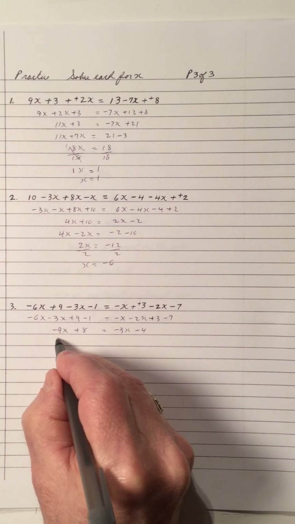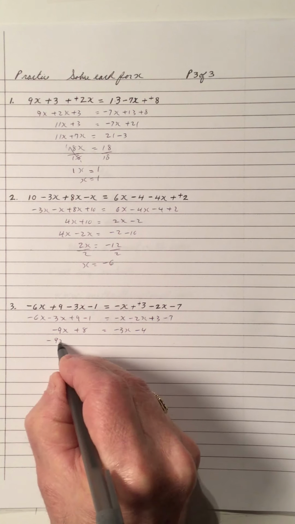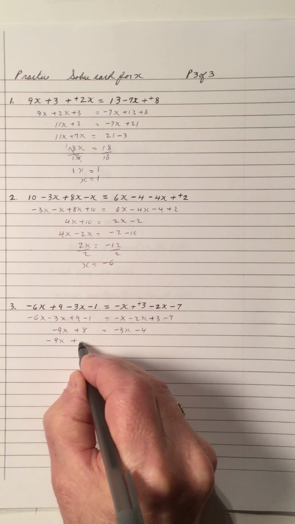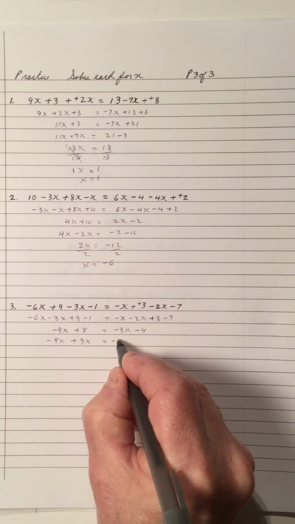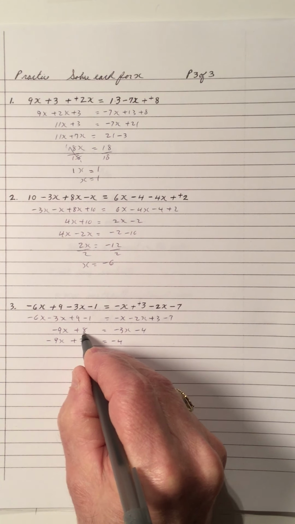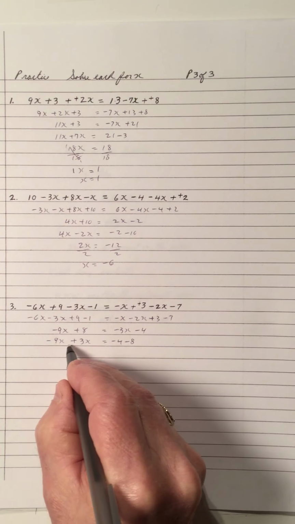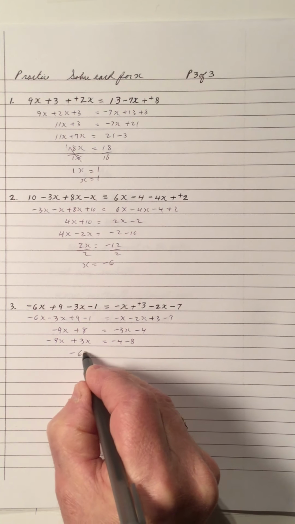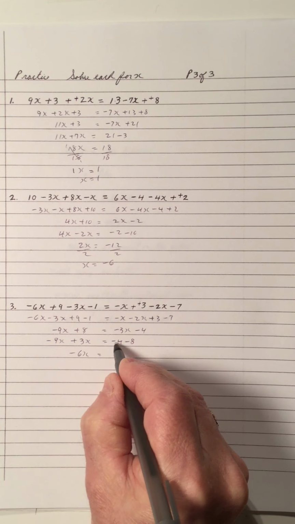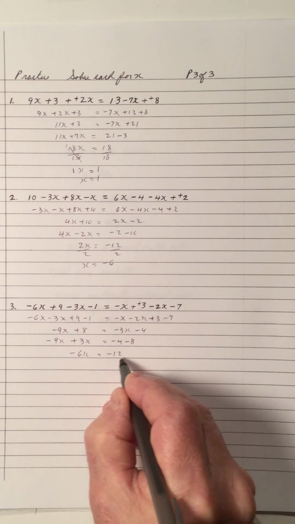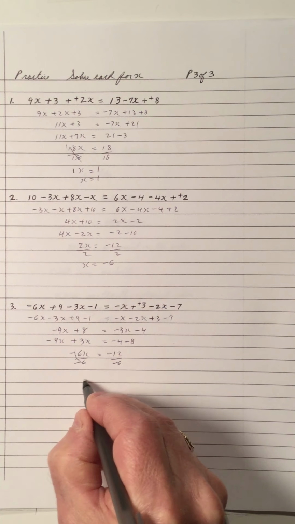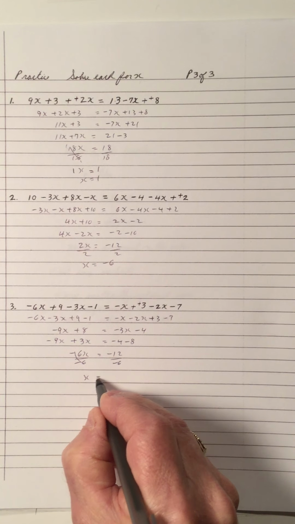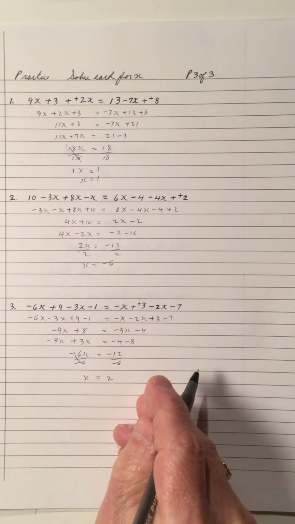The negative 3x moves to the right, moves to the left, sorry, to become 3x. Negative becomes a positive. And the 8 moves, plus becomes a minus. And I add them up, I get a negative 6x equals negative 4, negative 8 is negative 12. Divide by negative 6, cancels out to give me 1x, and that gives me a 2.